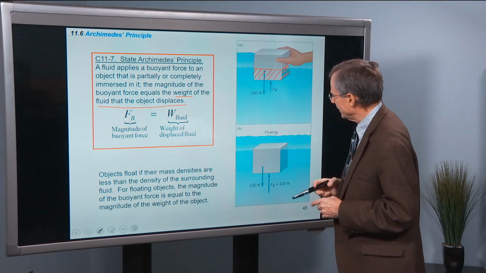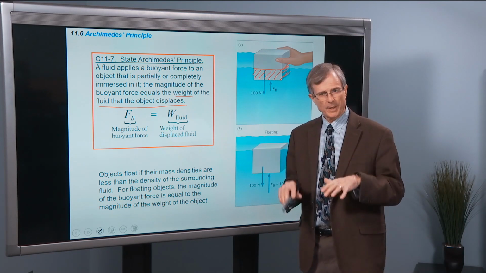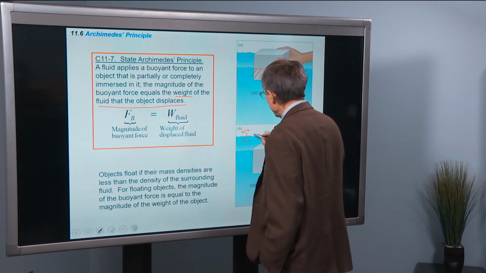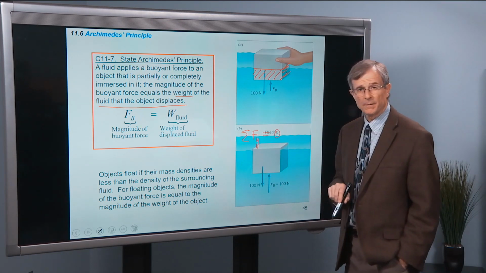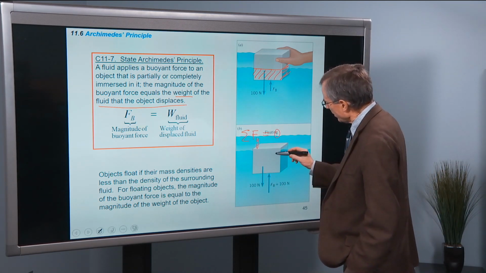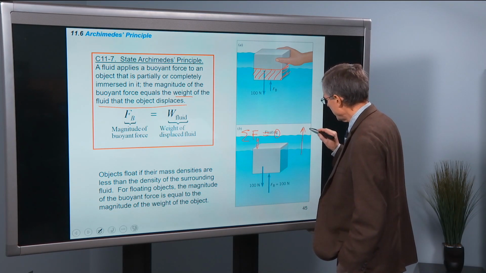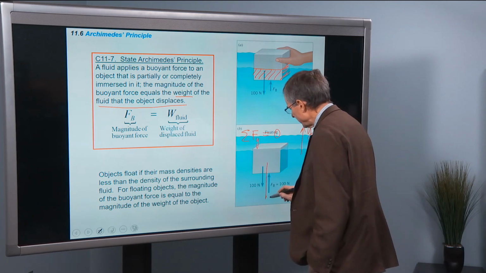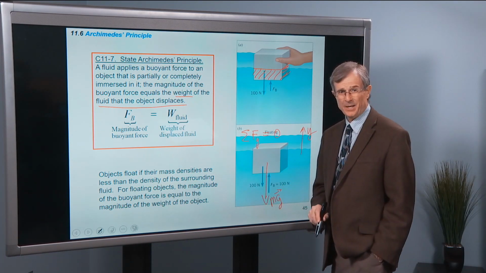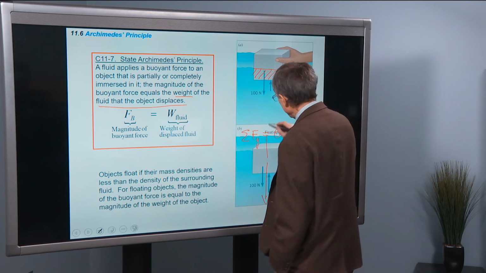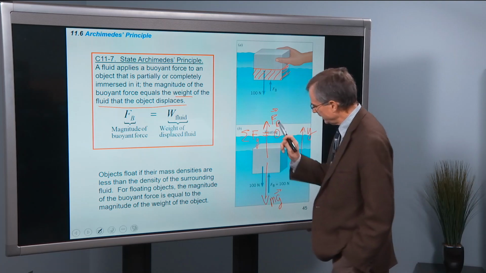If it's floating, then it's in equilibrium if it's not accelerating upward or downward. And we can say that the sum of the forces in the y direction has to be 0. So what are the forces acting on this floating object? This is the y direction. We've got its own weight acting down, and we've got a buoyant force acting up.